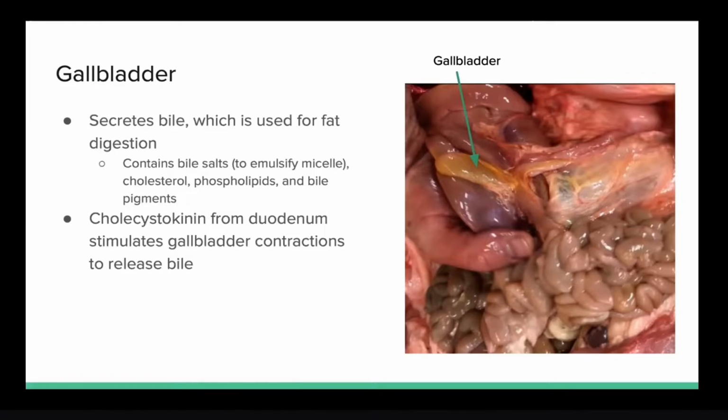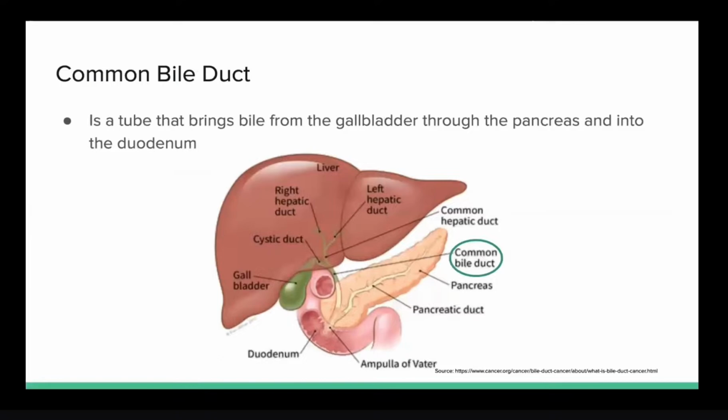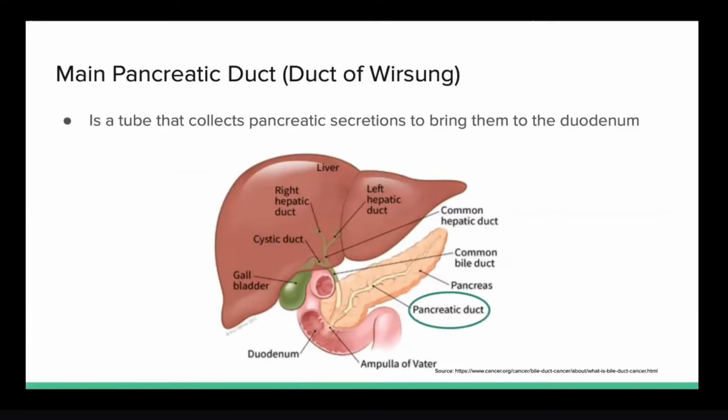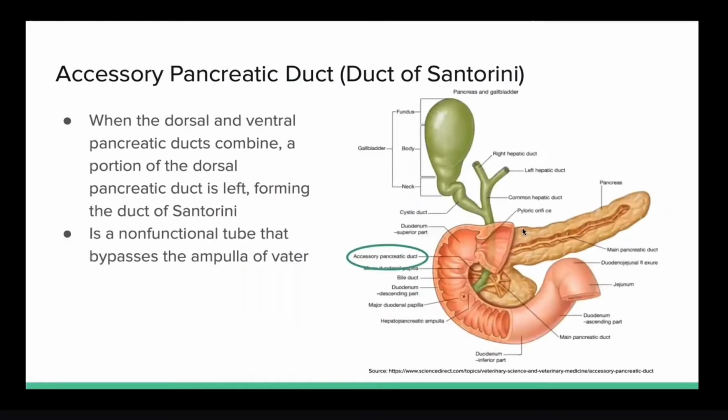And the cholecystokinin from the duodenum stimulates gallbladder contractions to release bile and digest that fat. The common bile duct is a tube that brings bile from the gallbladder through the pancreas and into the duodenum. And the main pancreatic duct, also known as the duct of Wirsung, is a tube that brings pancreatic secretions to the duodenum. The accessory pancreatic duct is formed when the dorsal and ventral pancreatic ducts combine, and a portion of the dorsal pancreatic duct is left. And it's basically just a non-functional tube that bypasses the ampulla of Vater.